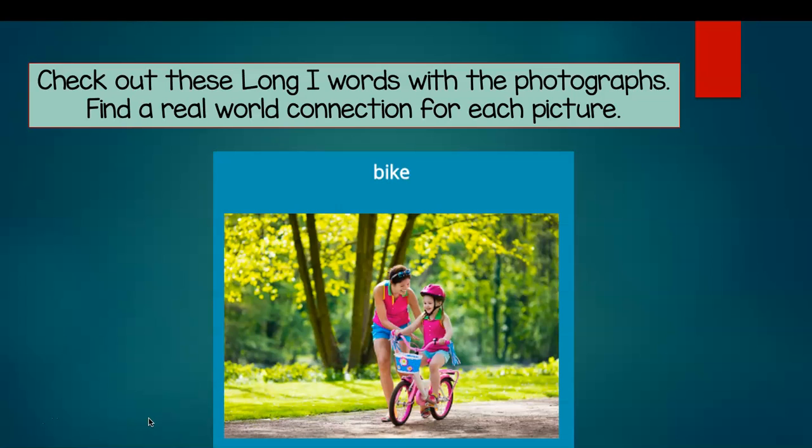So let's look at these long I words with the picture with them, and we want to find a real world connection with each picture. So think about how this connects to you and your real life. Okay? What is this word? Bike. Right. Can you think of how this connects to you? Maybe you can say, I know how to ride a bike. Or maybe you can say, I'm afraid to learn to ride a bike. Because you're connecting it to you. And that's real world, real life.